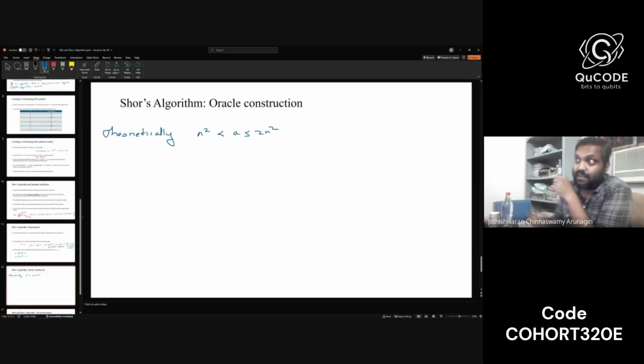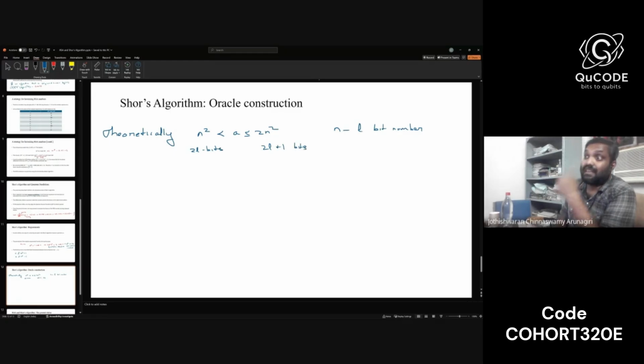Now remember, if n is an L-bit number, how many bits is n squared? Approximately. So this is actually a 12-bit number, and this is 12 plus 1 bits.